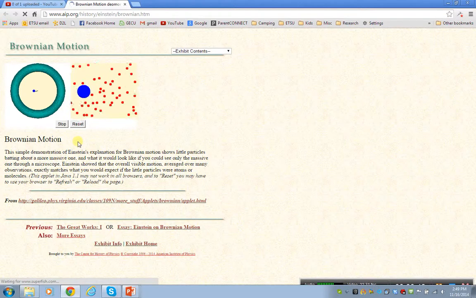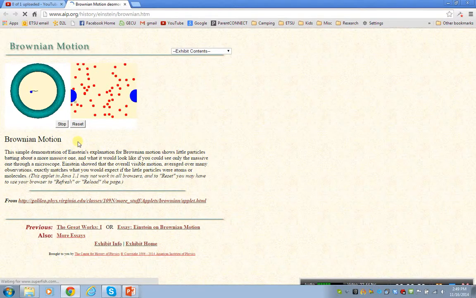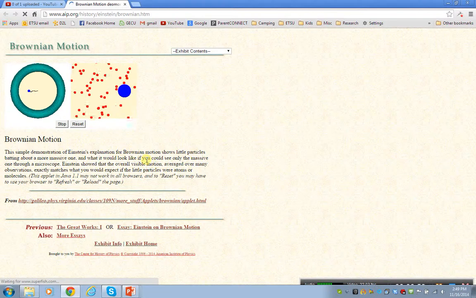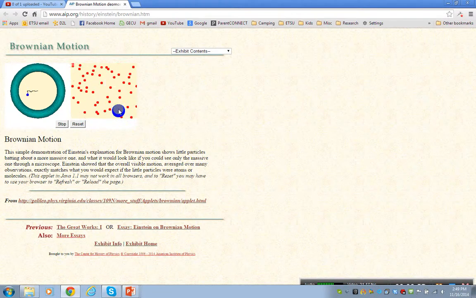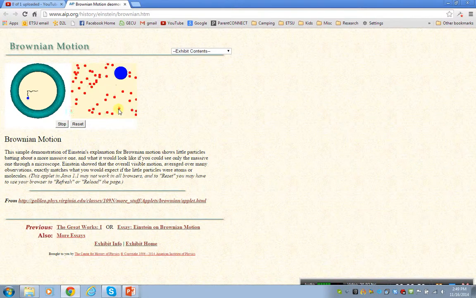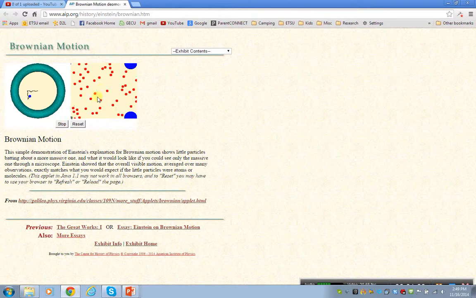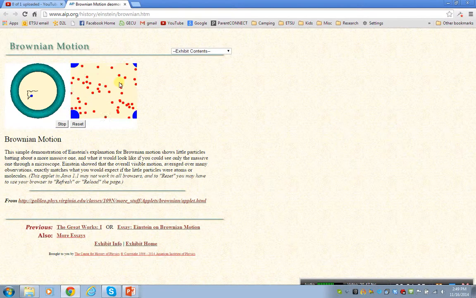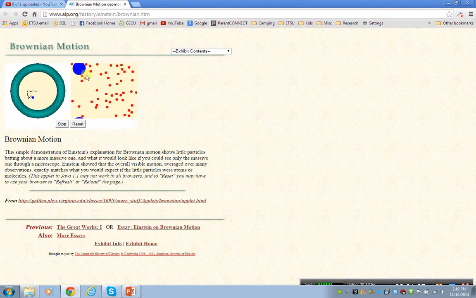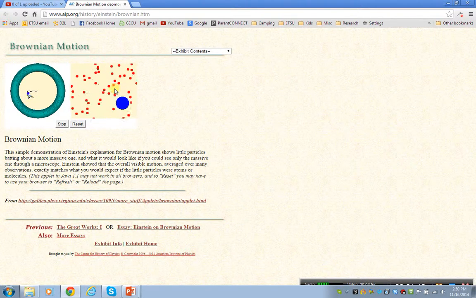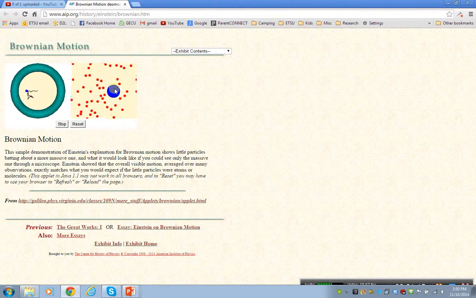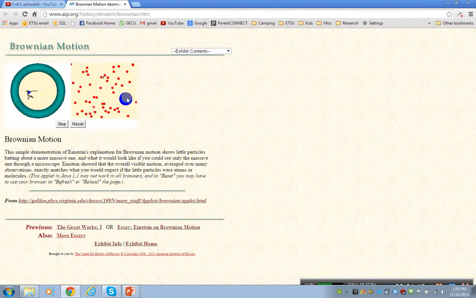This is an illustration of Einstein's explanation for Brownian motion. The idea here is that this ball is showing Brownian motion. The way you can think about this is a bunch of little particles are coming and hitting the ball, so it moves back and forth. You can imagine these little particles are atoms or molecules, and this gives an idea of Brownian motion.